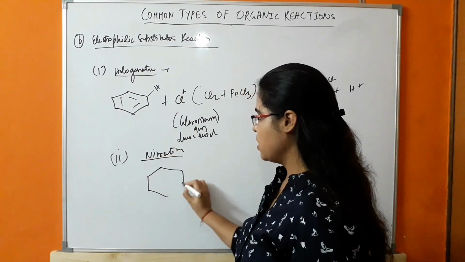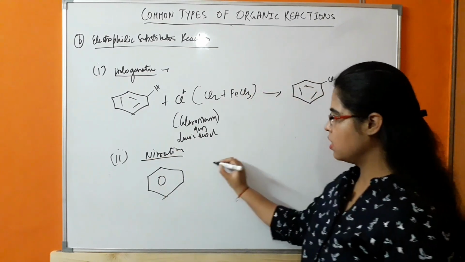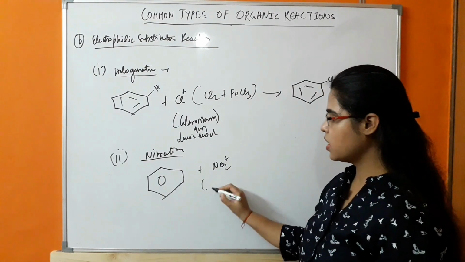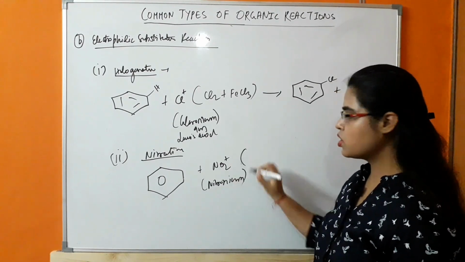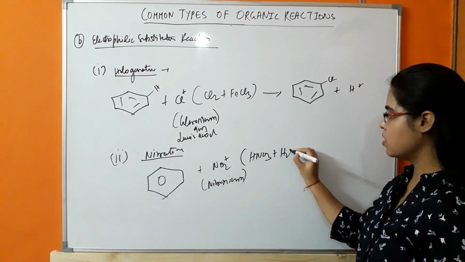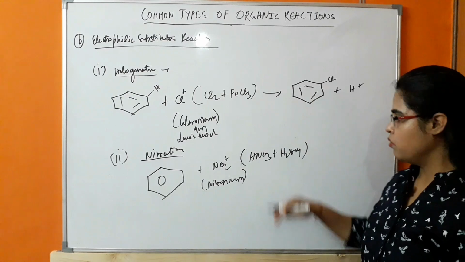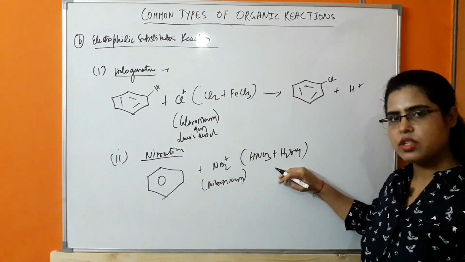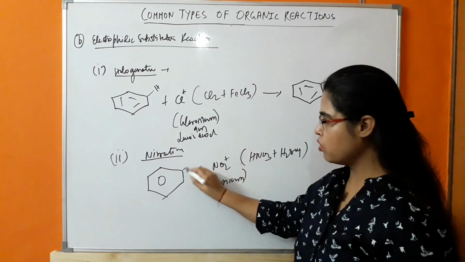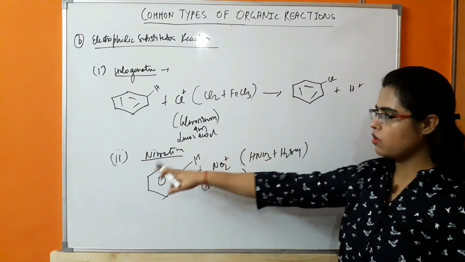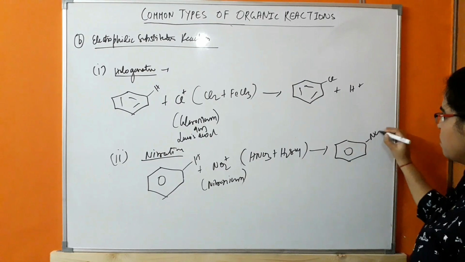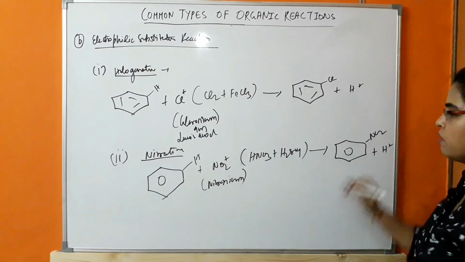Second example is when the benzene ring is attacked by NO2 plus, which is an electrophile, this is nitronium ion. It is formed when concentrated HNO3 reacts with concentrated H2SO4. When these two compounds react with each other, there will be a generation of the electrophile, which is nitronium ion, and this nitronium ion displaces one of the hydrogens of the benzene ring and occupies the position in the benzene ring, and there will be a removal of H plus ion.